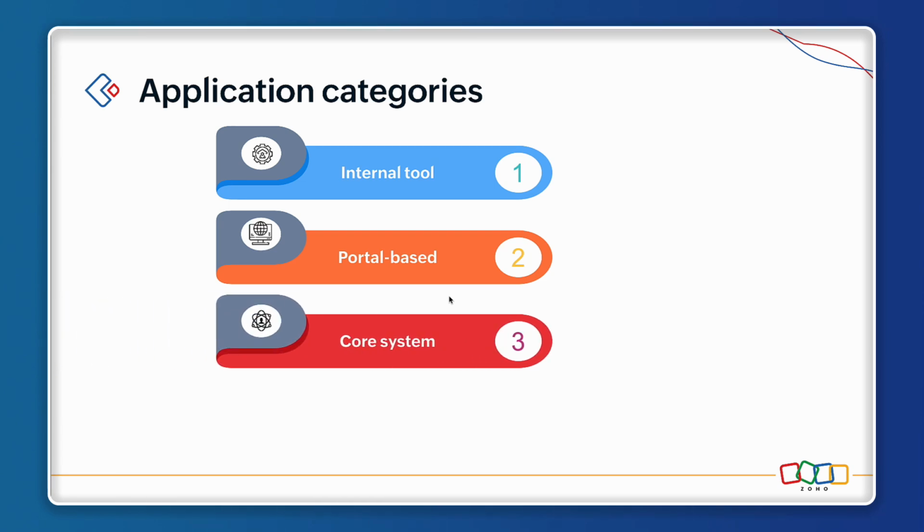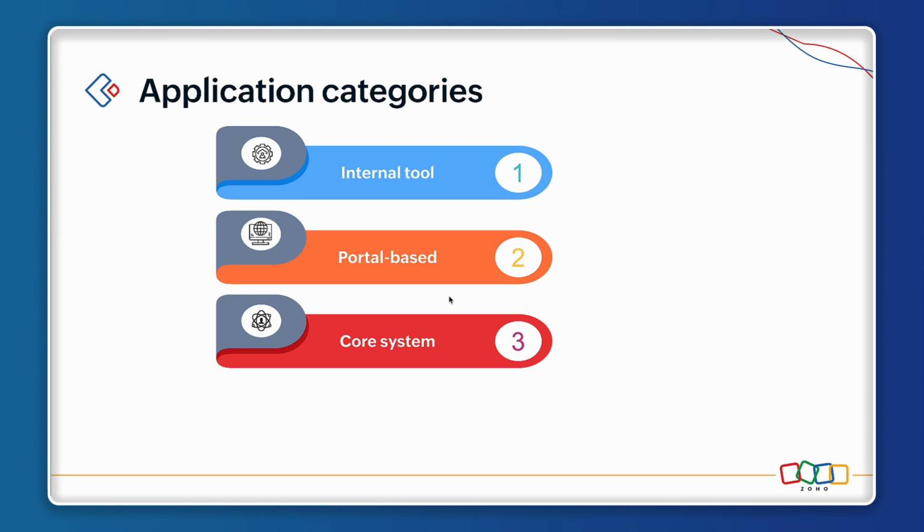The third type is a core system. Assume that you have a manufacturing company, and you want to build an end-to-end system for it, right from the sales operations to the procurement management, right to the delivery management or the dispatch management. You can have Creator as a core system within your organization.